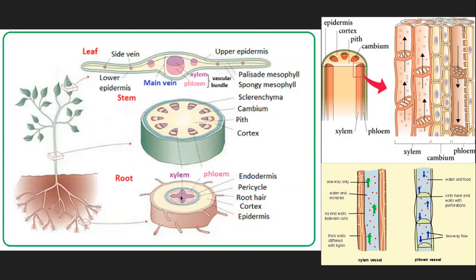Because this will have protoxylem. Protoxylem is the earlier version of the xylem. Let's say at the center they are all protoxylem. As this stem will start growing, this protoxylem will keep moving towards the sides. It will differentiate and it will form metaxylem. And at the center, the new protoxylems will keep coming. And then it keeps growing.